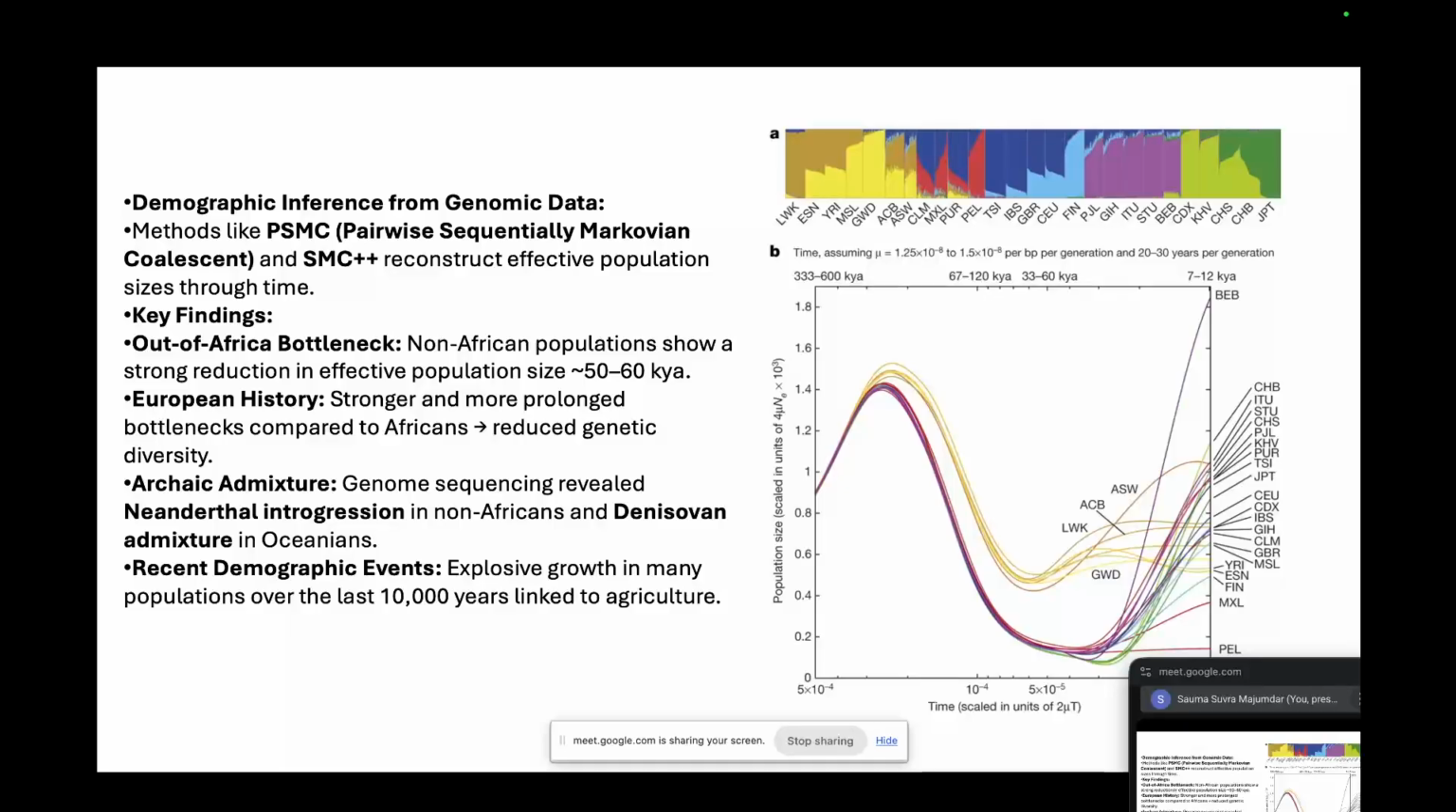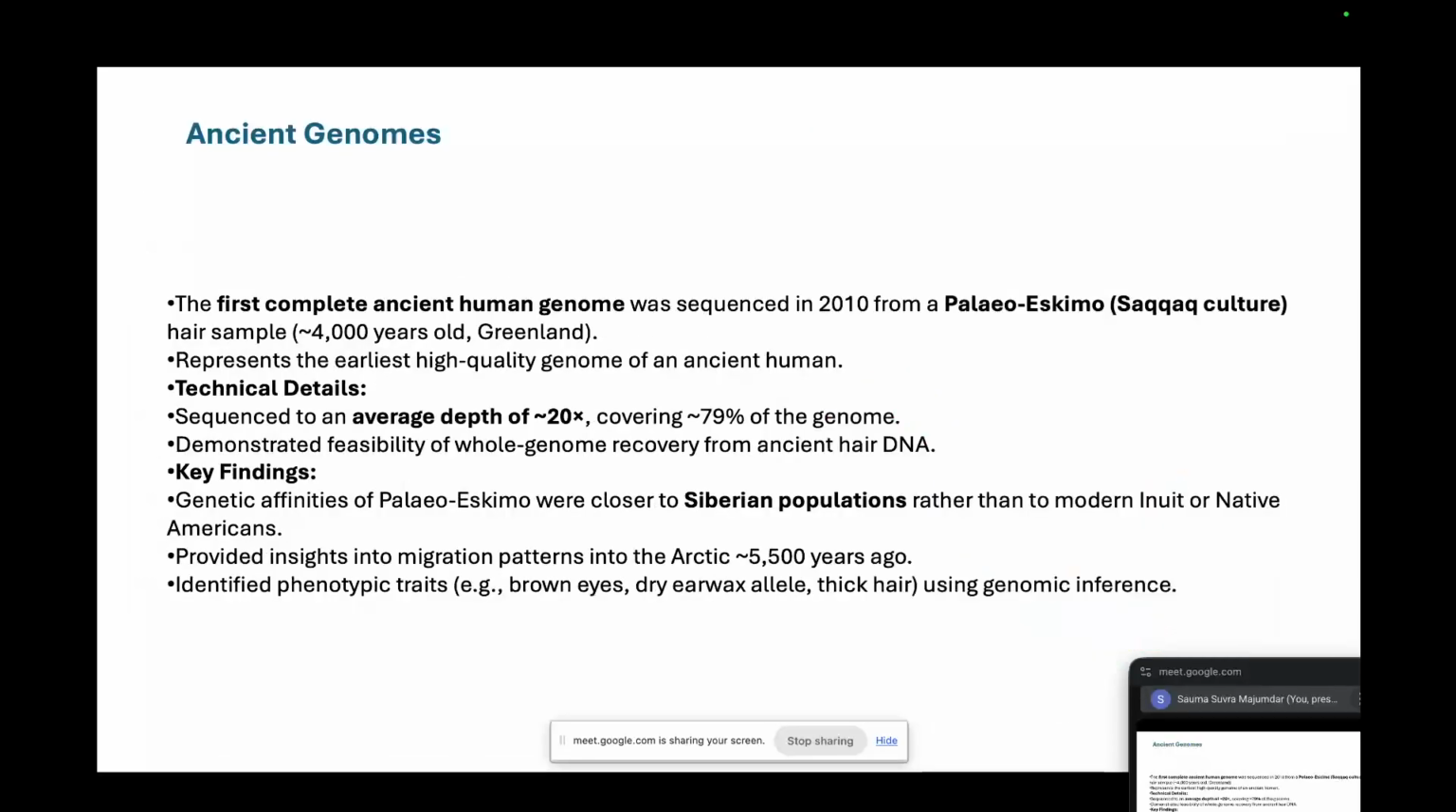You can see that the European individuals have more prolonged bottlenecks compared to Africans, and there is much lesser genetic diversity in European individuals compared to African individuals. So you can get this kind of information from these large-scale data sets.